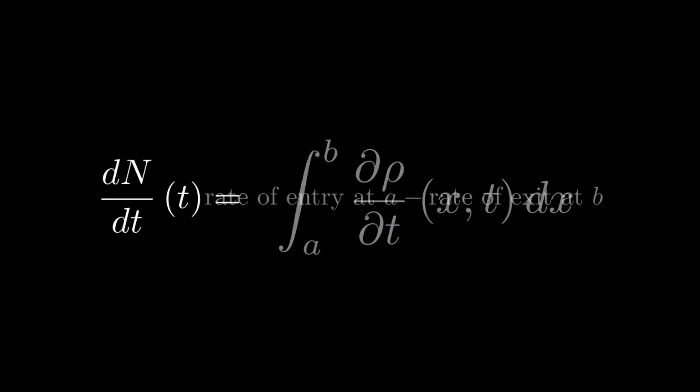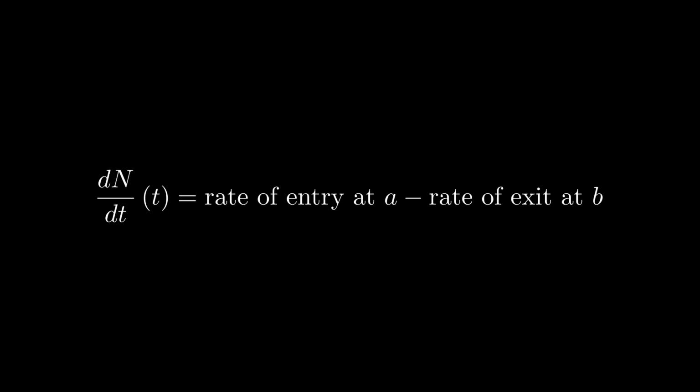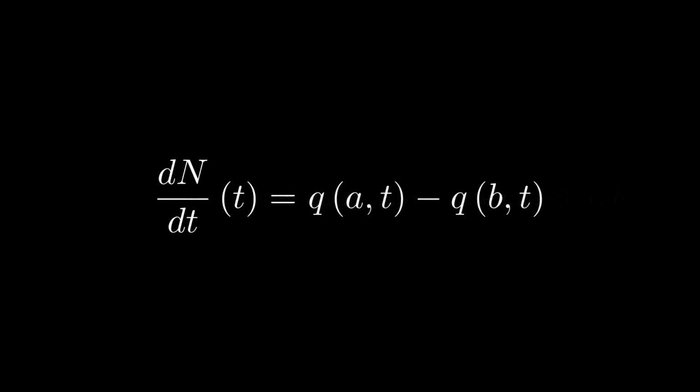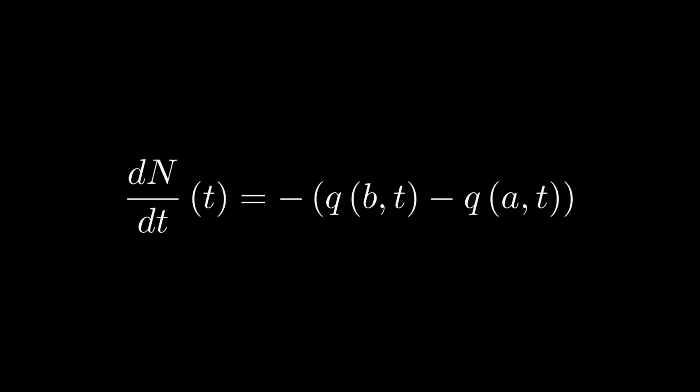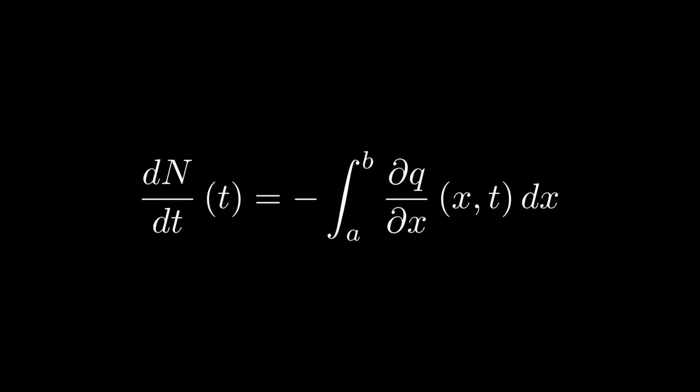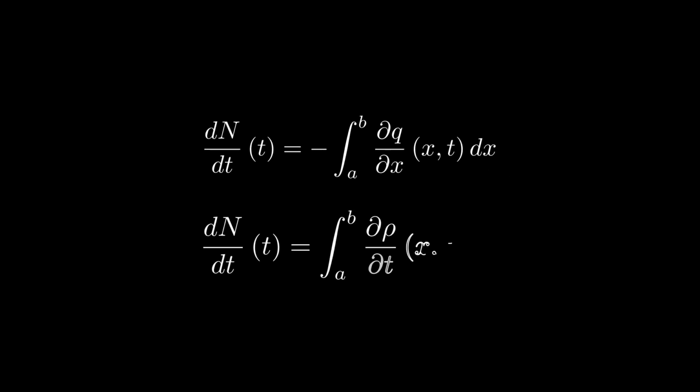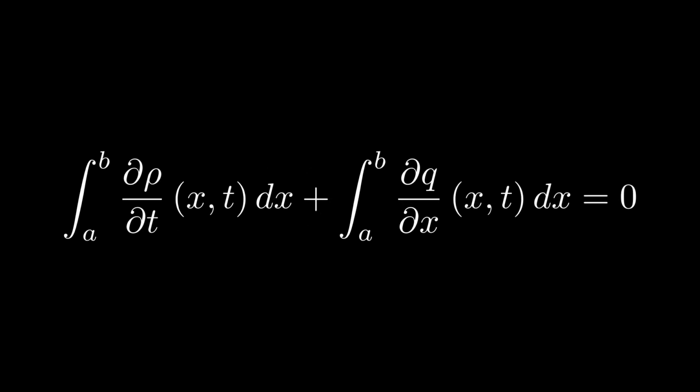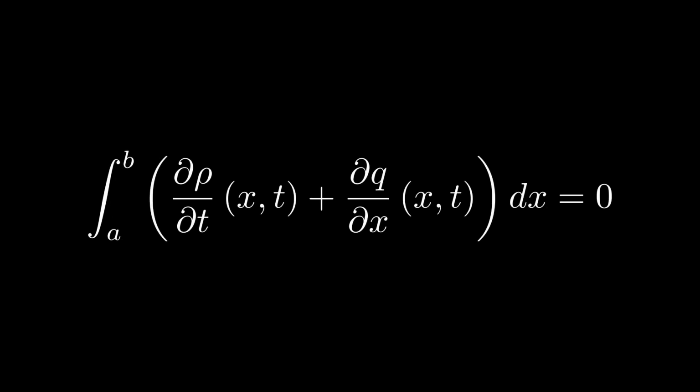On the other hand, from our assumption, the change is determined by the difference in cars entering and exiting the road, and so the rate of change of the number of cars is going to be the rate of entry at a minus the rate of exit at b. But the right-hand side is nothing but the difference of flux between a and b. Thus it may be rewritten as dN over dt is equal to q(a,t) minus q(b,t). Now it's going to be convenient if we switch the two terms, so we would get a minus sign on the outside. Notice that the difference inside the parentheses can be rewritten as an integral, again by employing the fundamental theorem of calculus. It follows that these two integrals are equal, so we can simplify further and we get that the integral from a to b of the partial derivative of rho with respect to t plus the partial derivative of q with respect to x dx is 0.